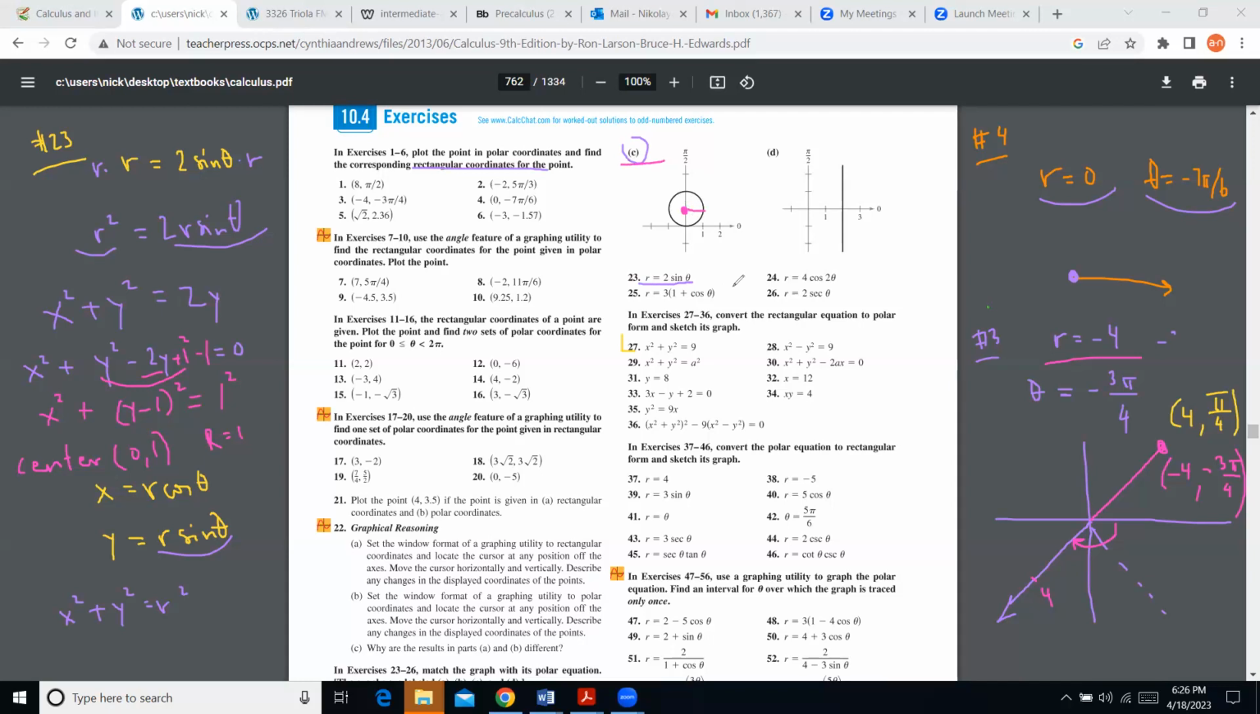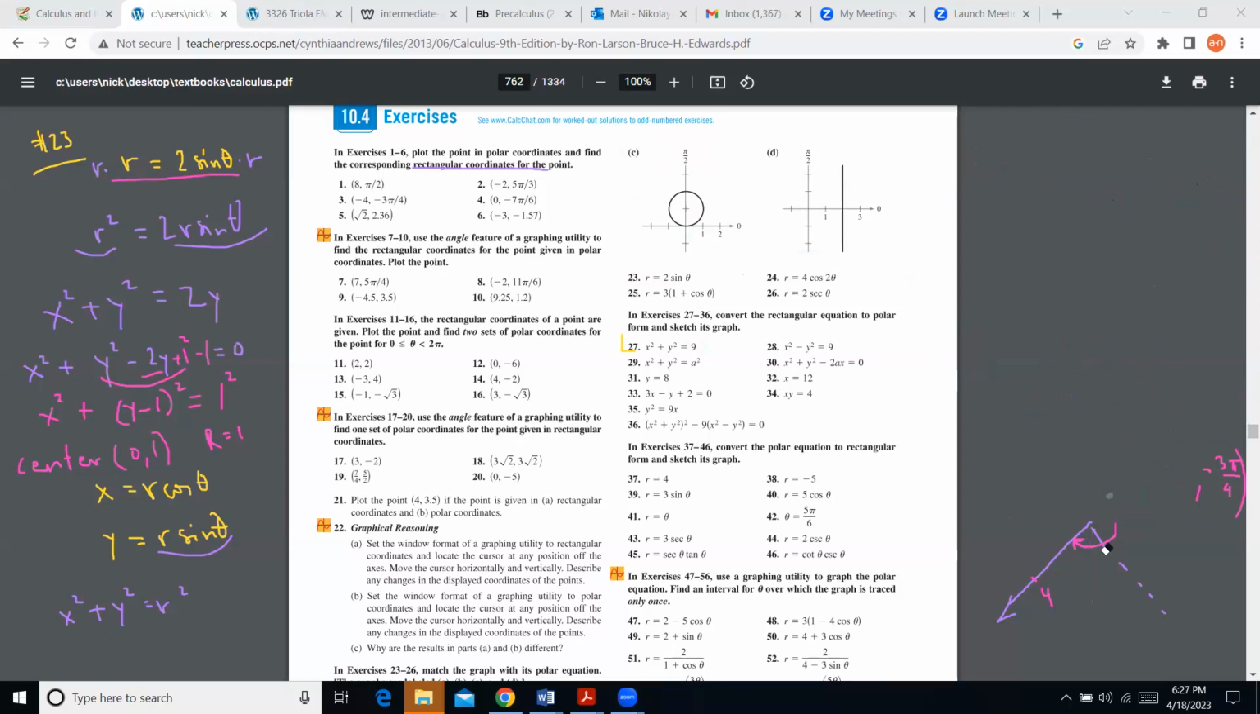How would I graph it without converting to XY coordinates? See, I'm trying to do this problem various ways. So how would you know that this graph is a circle if you did not convert it to XY coordinates? Because some of these functions, you really can't convert that easily. You can do it, but it's not going to be very helpful. So how would I graph r is equal to 2 sine of theta?